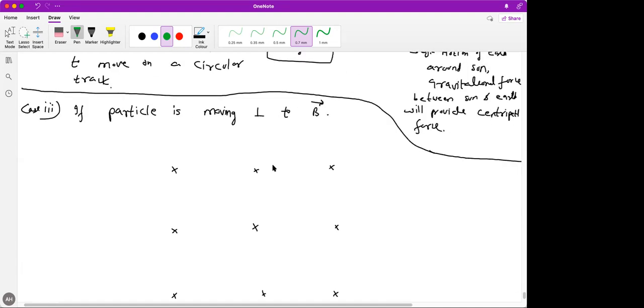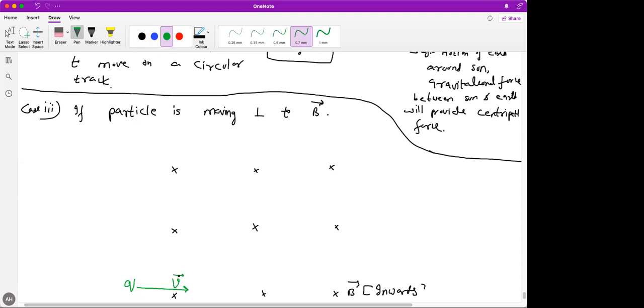Last case, not last case. We have one more case after this. If a particle is moving perpendicular to B. Let's say this is your charged particle Q. It enters the magnetic field. The magnetic field is inwards, right? It enters the magnetic field in this way.